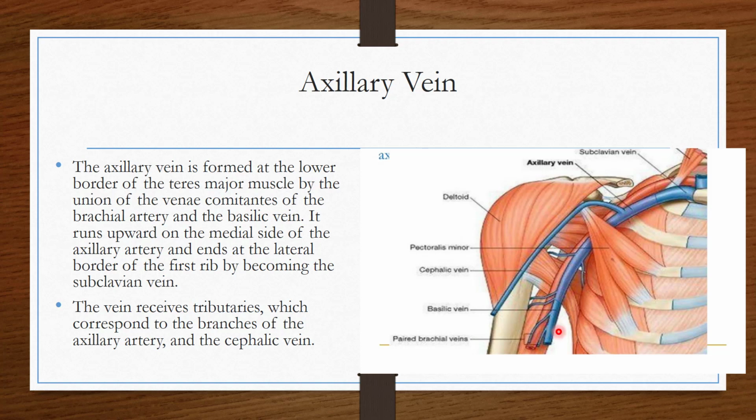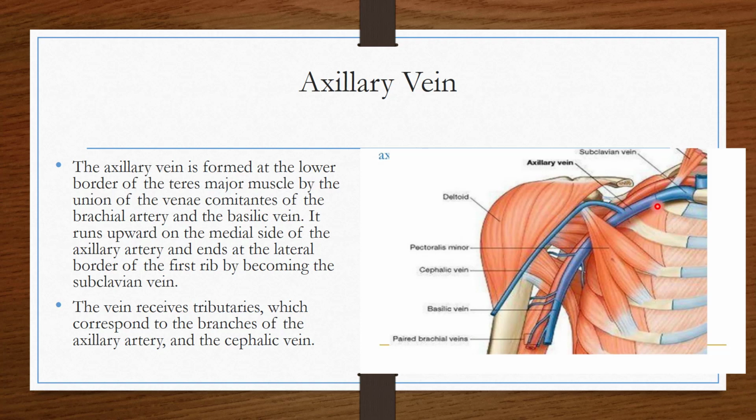Again, I will repeat the axillary vein. It is formed by the union of two veins. Number one, paired brachial vein. Number two, basilic vein. There are many tributaries of the axillary vein. Number one is the cephalic vein. Number two, superior thoracic vein. Number 3, lateral thoracic vein. Number 4, thoracoacromial vein. Number 5, anterior circumflex humeral vein. Number 6, posterior circumflex humeral vein. And number 7 is the subscapular vein. Okay, they will drain into the axillary vein.